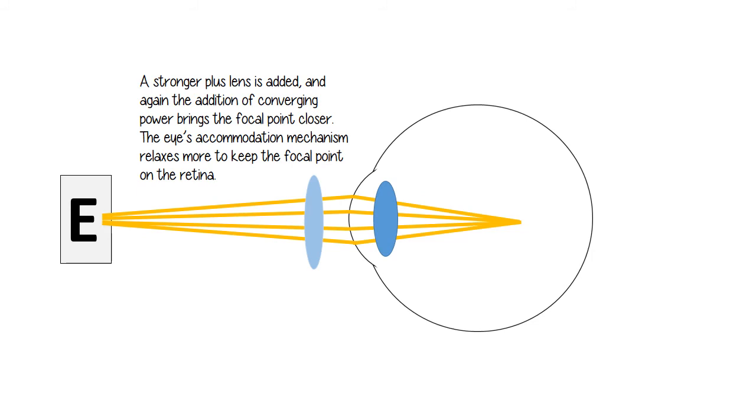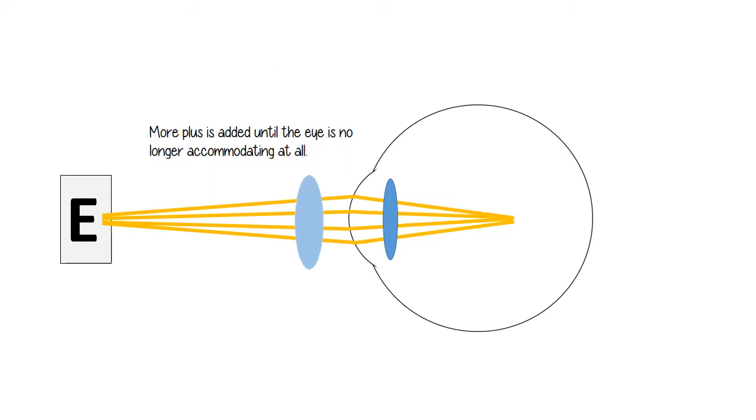And again, the same thing happens. The eye has to relax so that we could see the image clearly, because that plus lens is converging the light so that the focal point is coming more and more in front of the retina. So the eye's own accommodative mechanism has to relax to allow that to fall back onto the retina. And we just keep doing that, adding more plus power. Again, we're not moving the card at all. We're just adding more plus power.